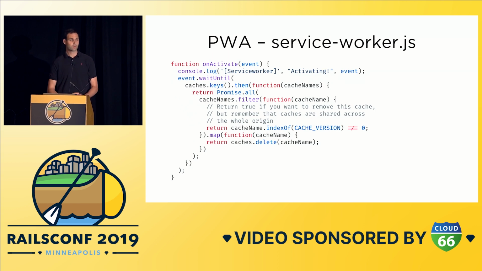This is the service worker activation callback. You can use it for a bunch of things. Here, it's managing the state of the app caches, clearing out those stale caches that are no longer needed.